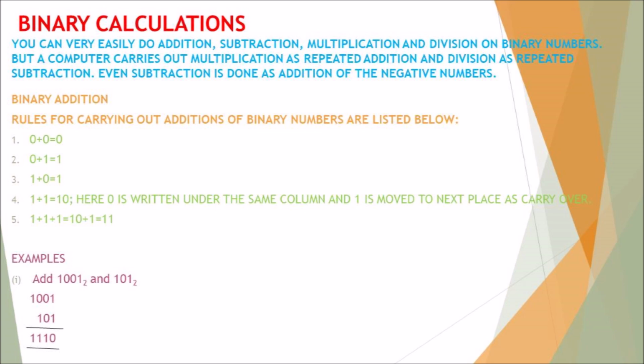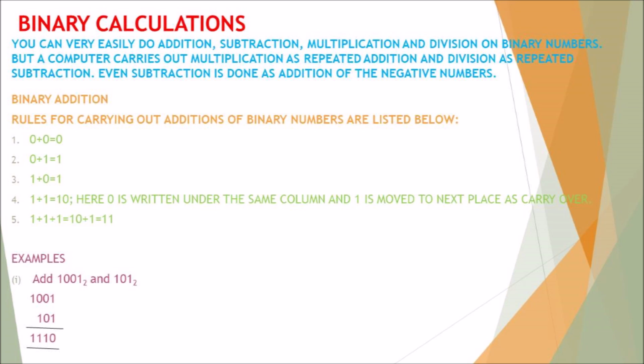And the last one is 1 plus 1 plus 1. That is, the first two additions give 10, which we have seen in the fourth rule. So we are adding one more. 10 plus 1 is 11. The same here, 1 is written in the same column, and the second 1, in the 10th place, must move to the next place as a carryover.